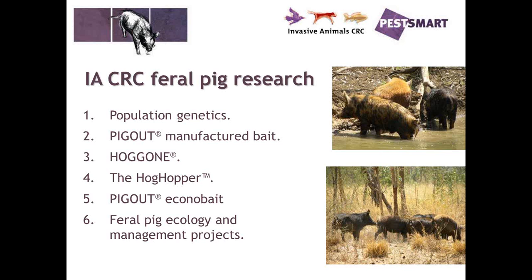So now I'm just going to move on to some of the work that we've been doing here at the Invasive Animals CRC over the years. I'll talk a bit about the population genetic studies that we've done, the development of PIGOUT, which is manufactured feral pig bait, also the development of HogHopper, which is another manufactured feral pig bait with an alternative toxin, the HogHopper, which is a bait delivery device that's specific to feral pig, PIGOUT econobait, which is a smaller bait and hopefully a little bit cheaper, but that'll be mainly to be used in the HogHopper. And then some ecology and management projects that I've been working on, as I mentioned earlier, the one in central New South Wales, and there was also one in the Macquarie Marshes.